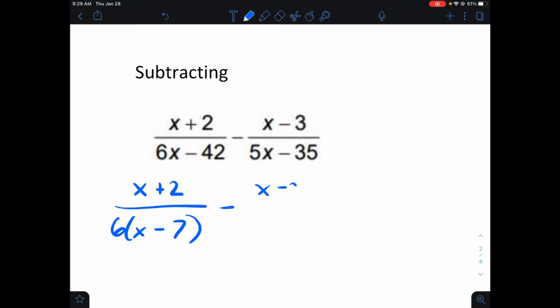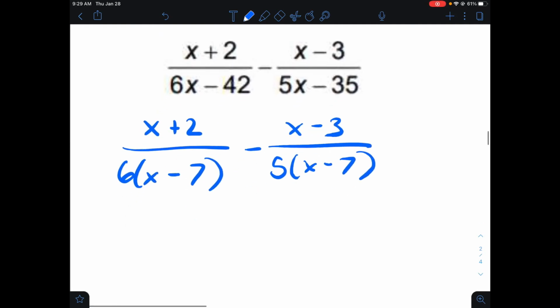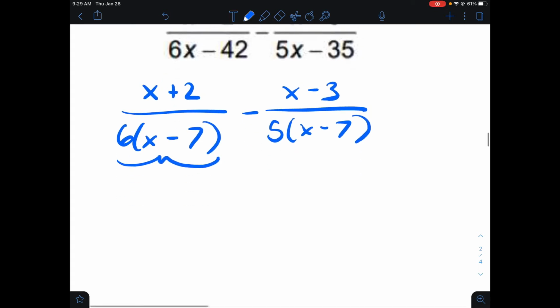Then we've got an x minus 3 on top. And then I look on the bottom, I can take a 5 out. I get x minus 7 as well. So we're actually super close here to getting a common denominator. They both have an x minus 7. So essentially I have to work on getting the 6 and the 5 there. So this guy is missing a 5, so we're going to multiply him by 5 over 5.